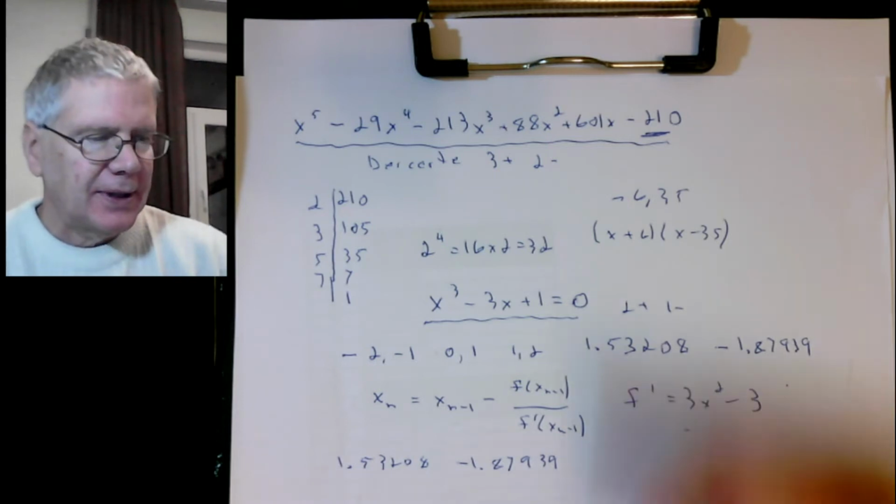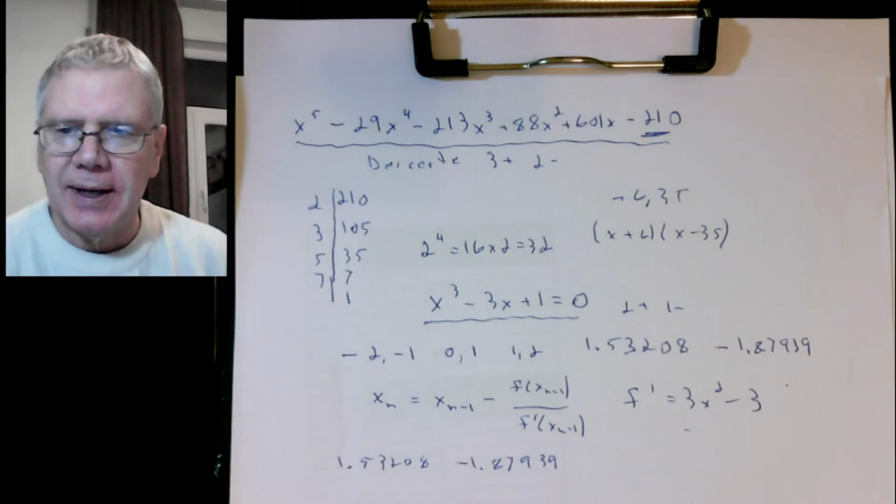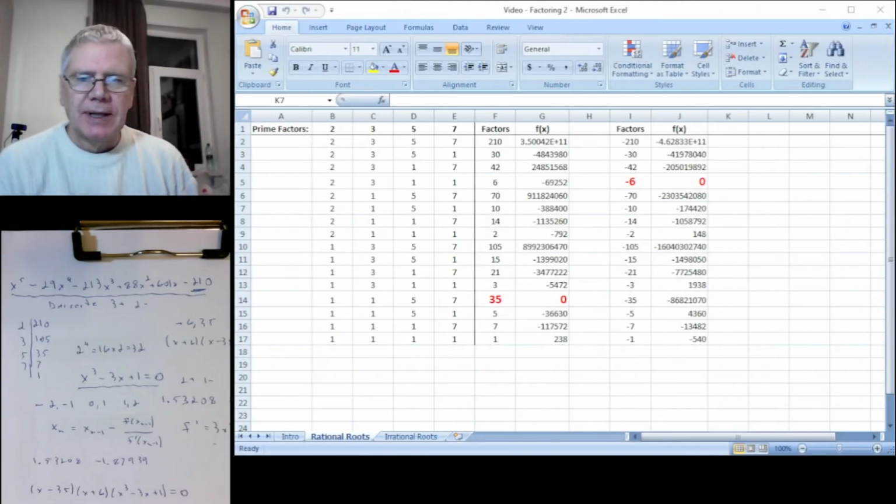And we started here on the document camera, and then I will often go to Excel. So in Excel, I found the rational factors. So we tried all of the factors, found 2 rational factors, but we know there's 3 more. And those turn out to be irrational.